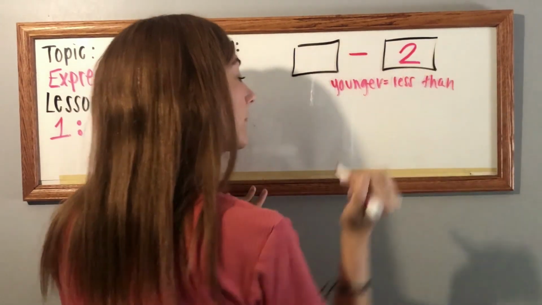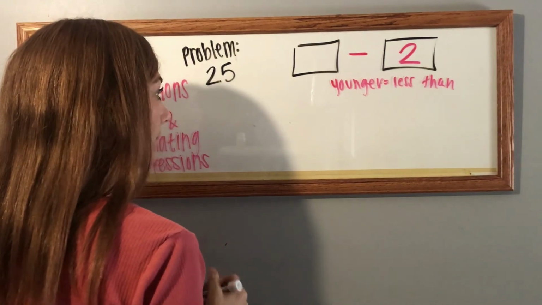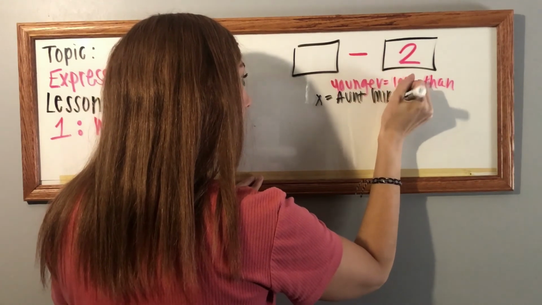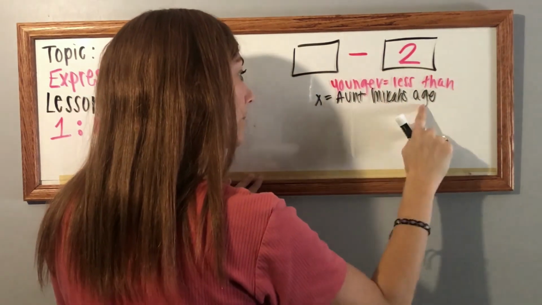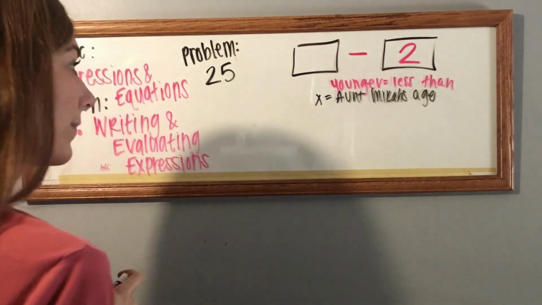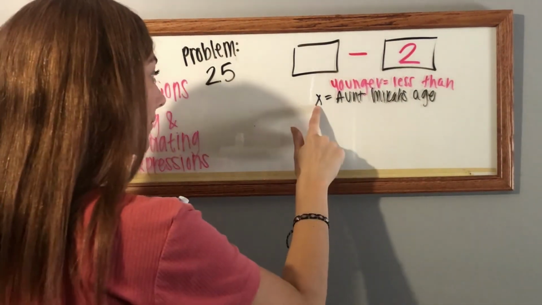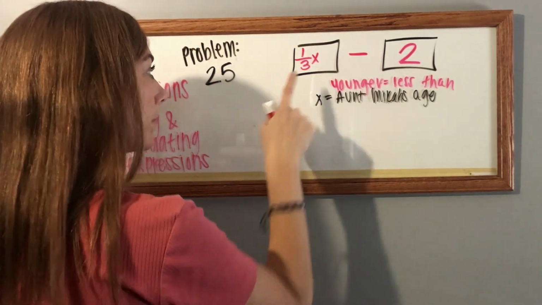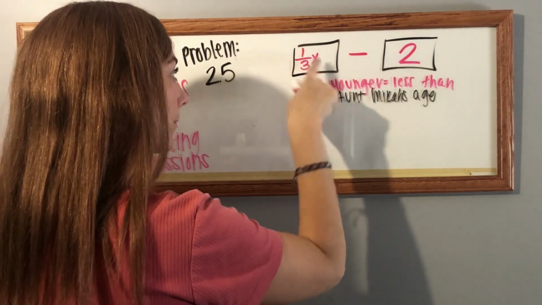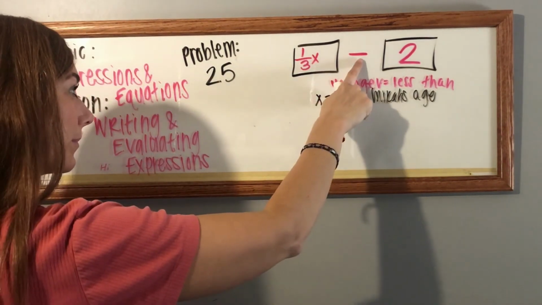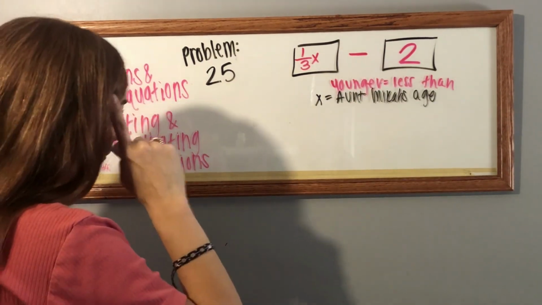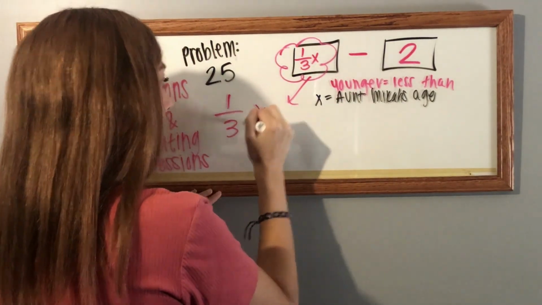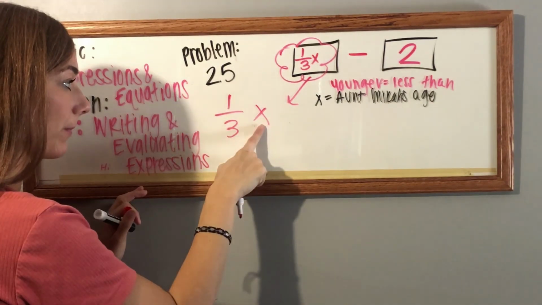The variable that I don't know is how old is Aunt Micah? So to figure that out, Georgia is 2 years younger than, or 2 years less than. I know that's going to be my second term, so I'm going to put my 2 as my second term. My first term is going to be 1/3 of her Aunt Micah's age. And I don't know my Aunt Micah's age, so that number, I don't know. So that's going to be a variable. So it's going to be 1/3 x minus 2.